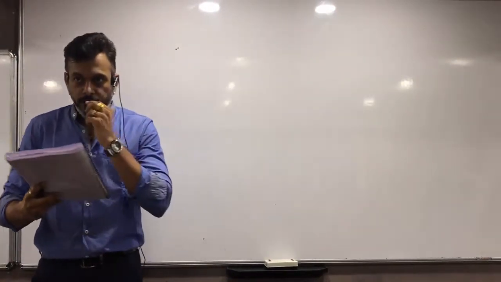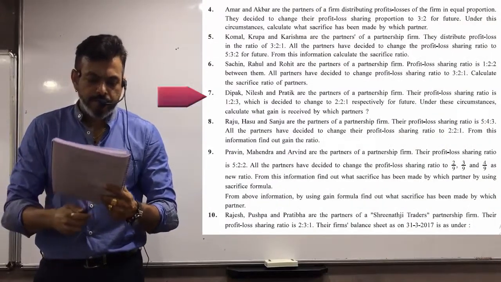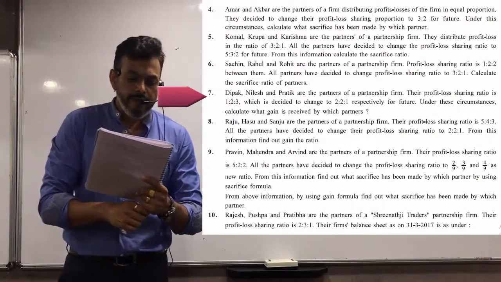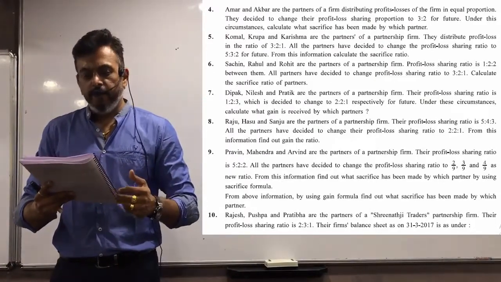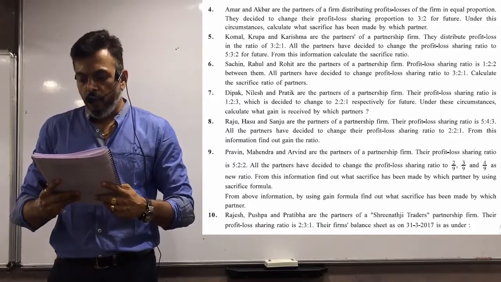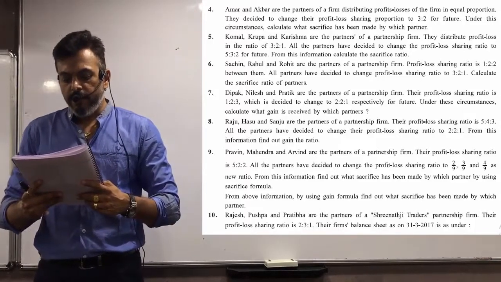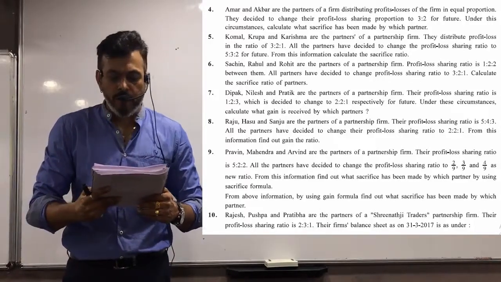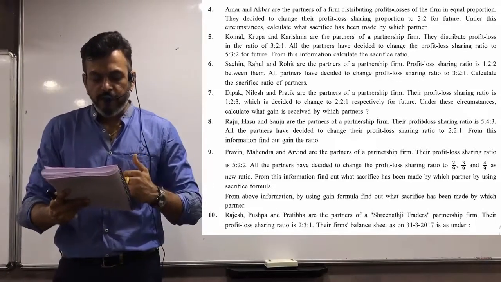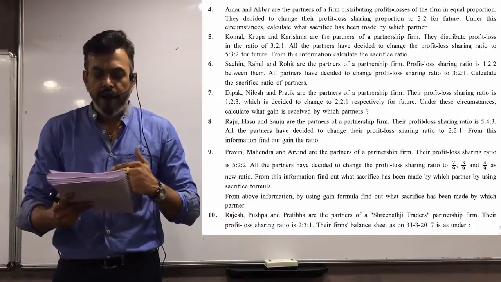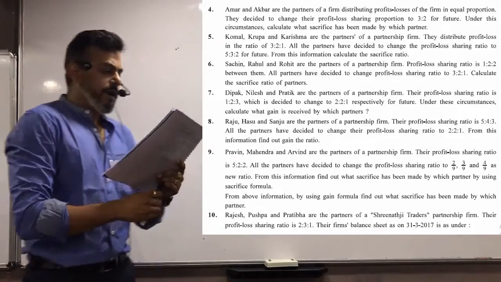Page number 139. Question number 7. Deepak, Nilesh and Pratik are the partners of a partnership firm. Their profit loss sharing ratio is 1:2:3, which is decided to change to 2:2:1 respectively for future. Under these circumstances, calculate what gain is received by which partner. Now we have to calculate the gain. Okay, so let's first write.